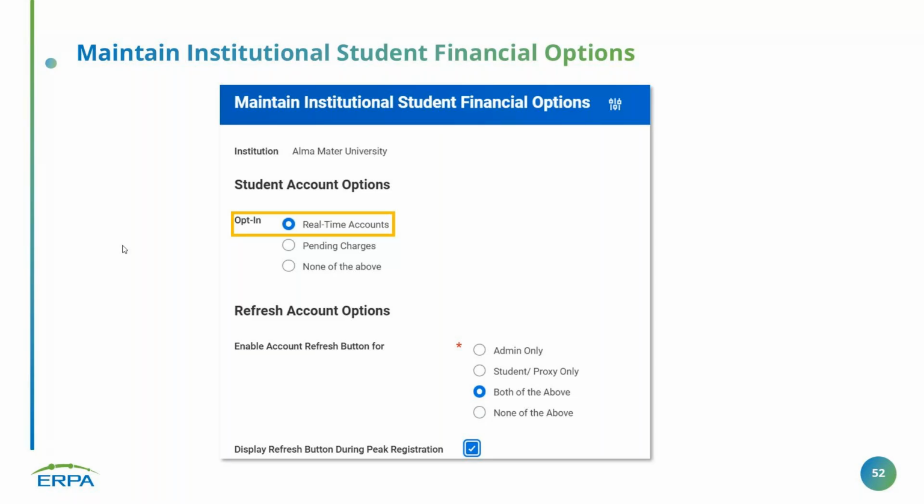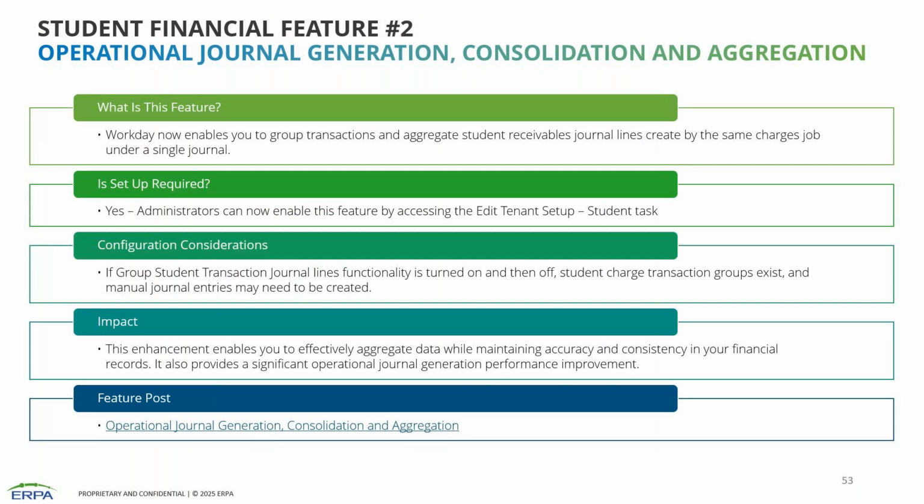Now, moving on to our second highlighted student financials feature, we want to take a look at operational journal generation, consolidation, and aggregation. With this release feature, Workday delivers the ability to group transactions and aggregate student receivable journal lines created by the same charges job under a single journal. This enables you to effectively aggregate data while maintaining accuracy and consistency in your financial records, thus improving the performance of the operational journal. To make this happen, administrators simply need to enable this feature using the Edit Tenant Setup Student task. Let's take a look at that.